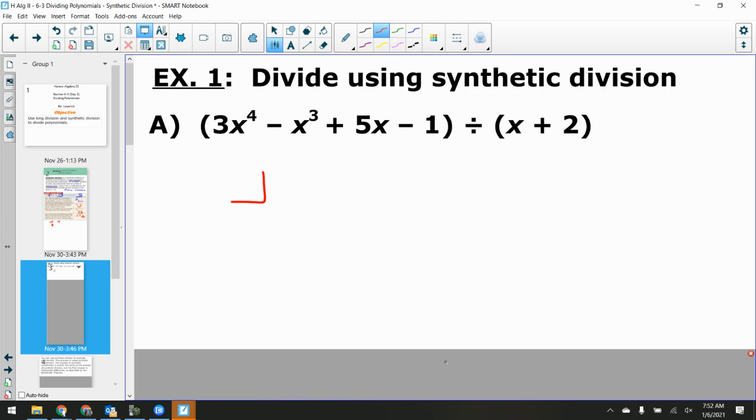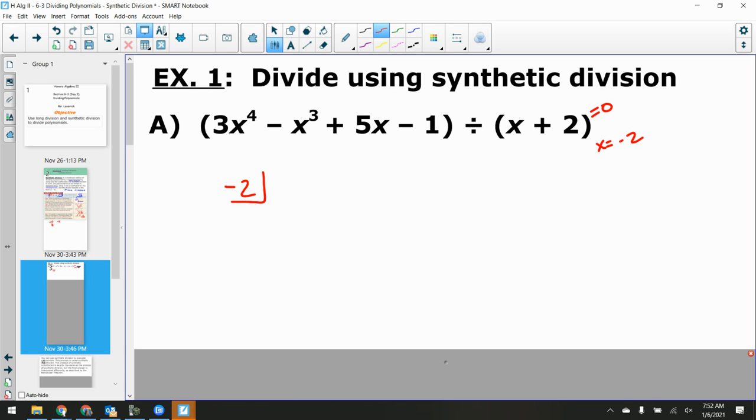Okay, so somebody tell me, what goes in the box? What goes in the box? Not 2, but -2, right? I take x plus 2, I set it equal to 0, I subtract over, I get x is equal to -2. So -2 is in the box.